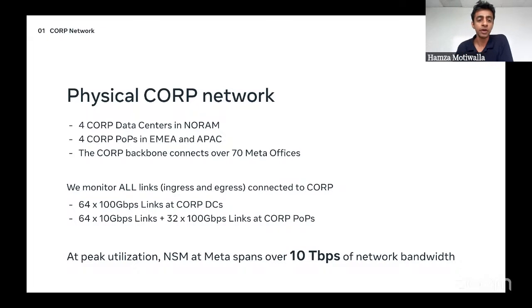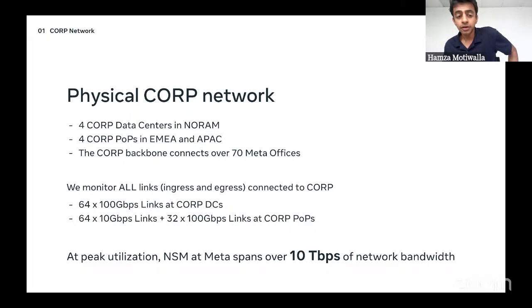So kudos to them. But all in all, we have four Corp data centers across NORAM. We have four Corp points of presence across EMEA and APAC, and this connects over 70 Meta offices, and that is the insight that we need. That is where we want to deploy NSM. So we want to monitor everything that's coming into Corp and leaving Corp.